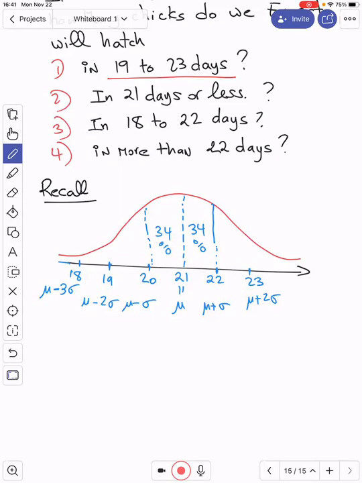Between mu plus sigma and mu plus 2 sigma, we said it's 13.5%. Professor, are these numbers, the 34% and the 13.5%, the same numbers that we always use, or is this just based on this example? It's always, always for a normal distribution.